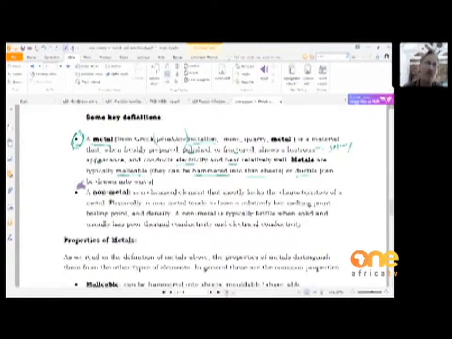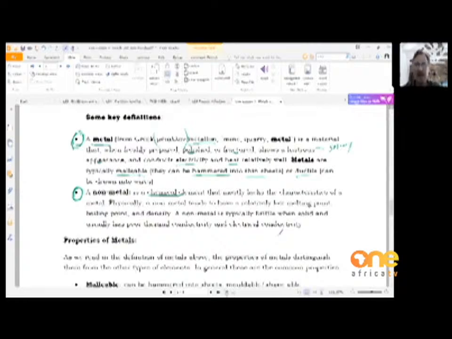metal. If we now consider what a non-metal is, we could say that a non-metal is a chemical element and it lacks the characteristics of a metal. It's not a great definition, but if we define what metal is, non-metal is whatever a metal isn't. Physically, non-metals tend to have low melting points and low density. Non-metals are typically brittle when they're solid, and they usually have poor thermal conductivity and poor electrical conductivity.